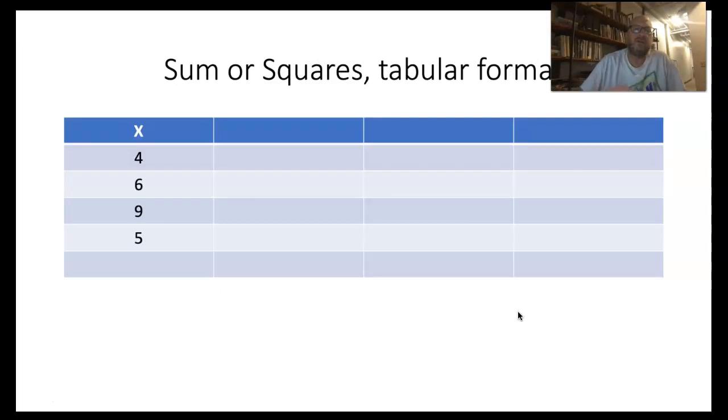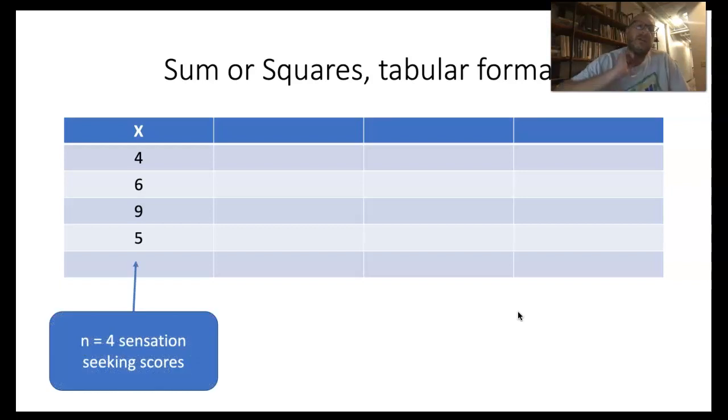So we'll start with what I would say is the way that does a good job of demonstrating what sums of squares is. And I'd call it the tabular format because we put it in a table, and this table has 4 columns. And what this will do is allow us to start calculating the sum of squares.